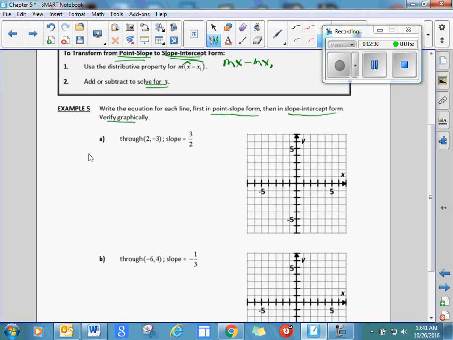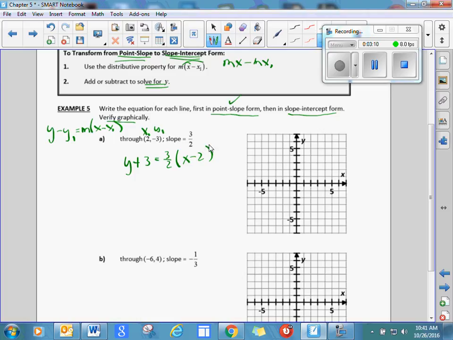So that's y minus y sub 1 equals m parentheses x minus x sub 1. So again, this is our x sub 1, y sub 1. y minus a negative 3 becomes plus 3. Equals, they tell us the slope is a positive 3 over 2, and x minus x sub 1, x minus 2. So we've done the first part of this. We've written our equation in point-slope form.